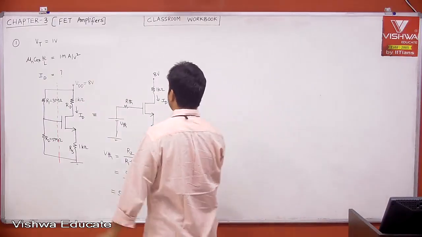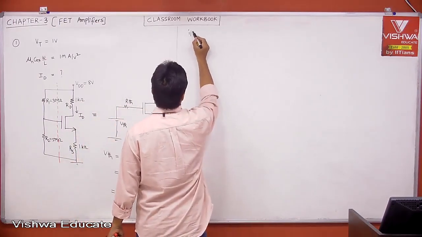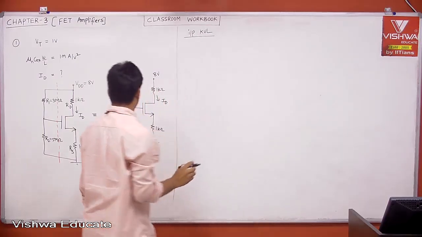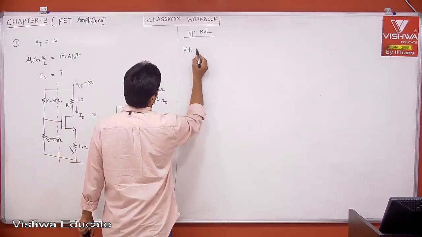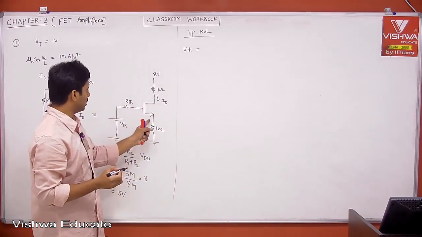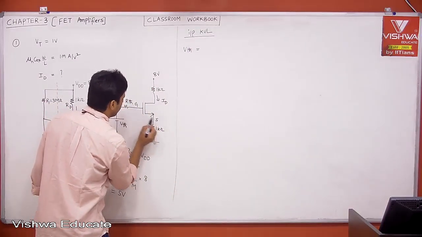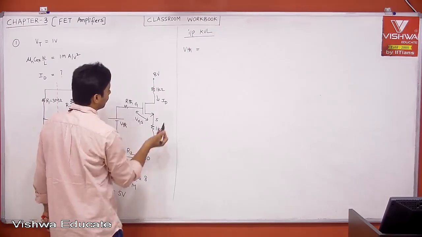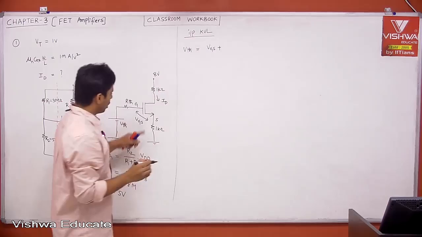Now apply input KVL. V Thevenin is equal to the drop across R Thevenin, which is 0 because there is no current, then VGS, because this is gate, this is source, this is your VGS, the gate to source voltage. VGS plus the drop across 1K.